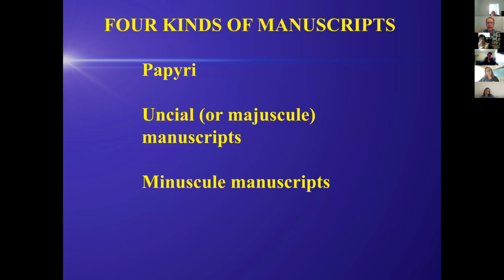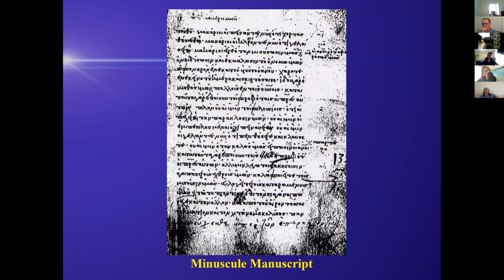Okay, the third kind of manuscript is the minuscule manuscript. This also refers to the kind of handwriting that is used. These were made on parchment or later on paper. So papyri and uncial all use uncial lettering. Minuscules use minuscule lettering. And this is a copy of a minuscule manuscript. You can see it looks much more complicated than that other one that I just showed you.